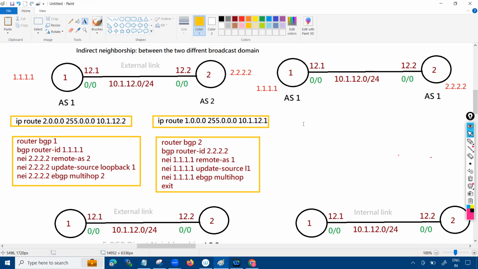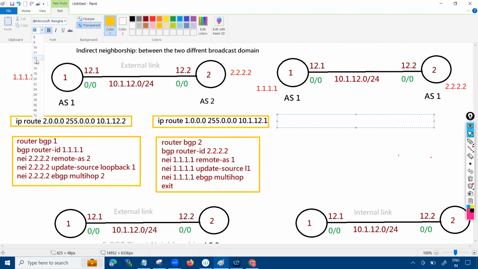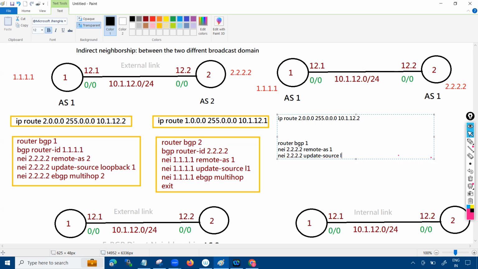Same thing on router number 1, what we can do, right? So I'll give the static route. You can use EIGRP as well. We'll see that tomorrow. Then I'll say router BGP number 1. I won't give the BGP router ID, so the neighbor will be the same as before. Neighbor will be 2.2.2.2. Of course, I'm going to change my source because by default the source will be the exit interface. And that's all.